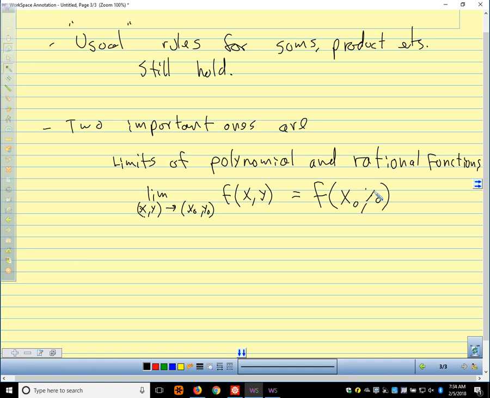It can be undefined, so you have to deal with that. Then we have to do more work, just like with a rational function of a single variable. And I'm going to say equals where defined. And we'll talk about how we do more work with rational functions in just a second. In general, we can find the limit of a polynomial or rational function just by plugging in the point that we're interested in.